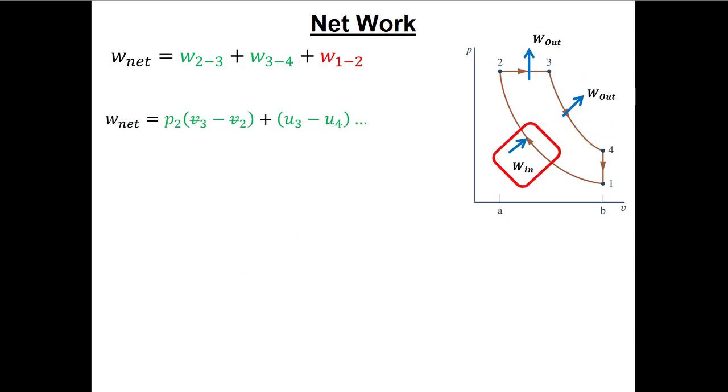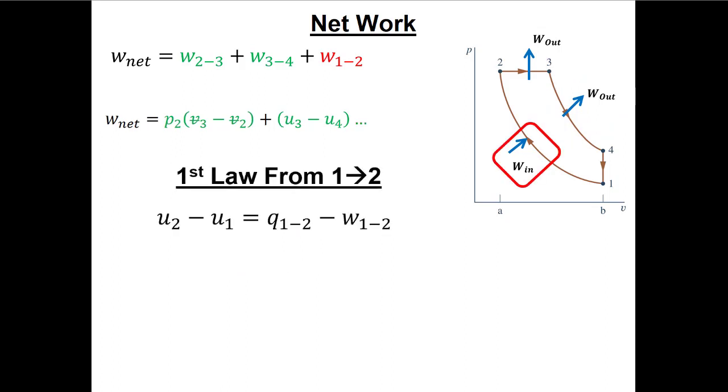I'll do the same thing in my compression stroke, and I'll find that U2 minus U1 is equal to Q from 1 to 2 minus W from 1 to 2. So if I isolate for W from 1 to 2, then I'll get that W12 is equal to U1 minus U2. Now I expect this to be negative, so I've left it in red here.